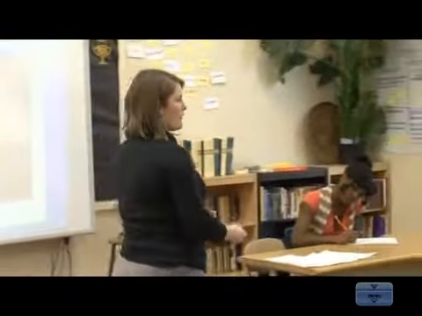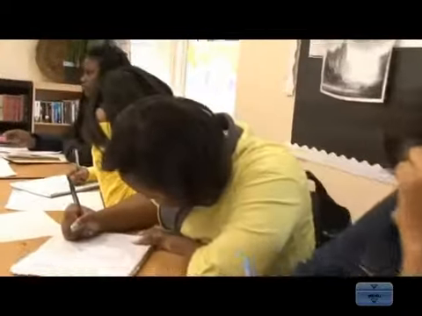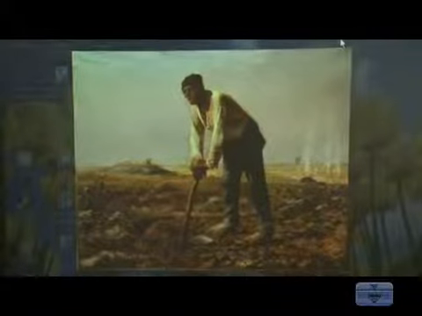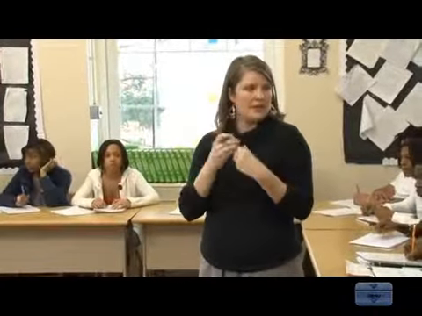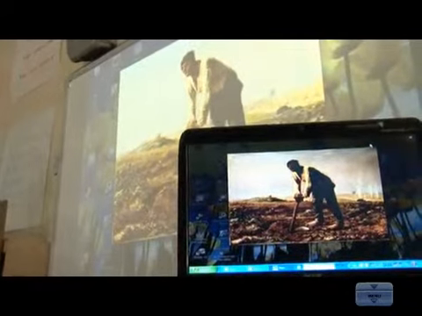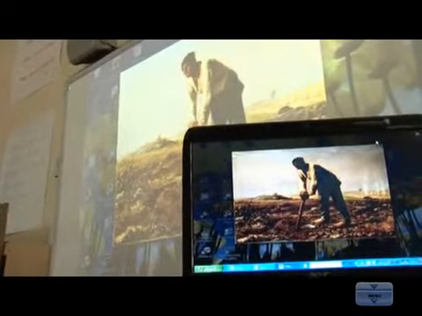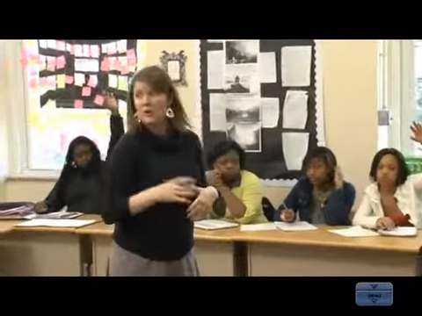I'd like to hear from four or five different people about what you see when you look at this painting. William. Okay, so the man is tired from working in the field. And when you said he was tired, what in the painting made you feel like he was tired? He's leaning on the thing and he just looks tired. Okay, so the position of his body makes him look tired to you?